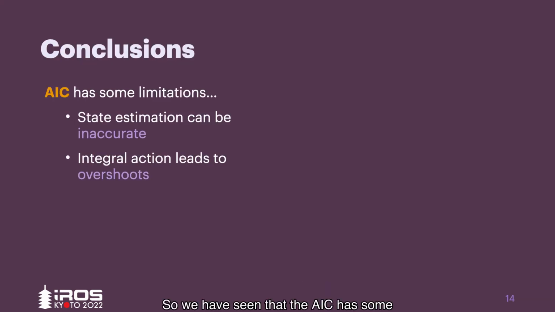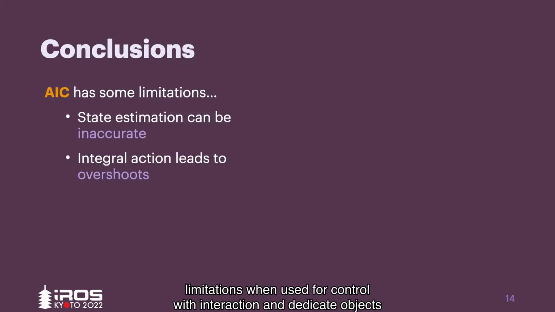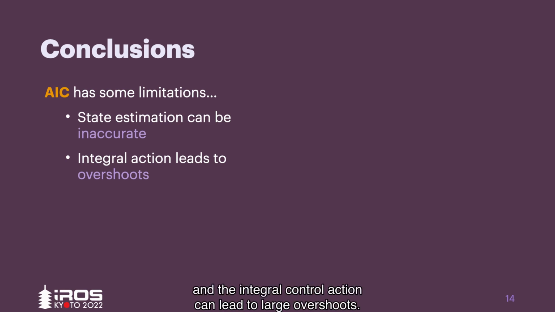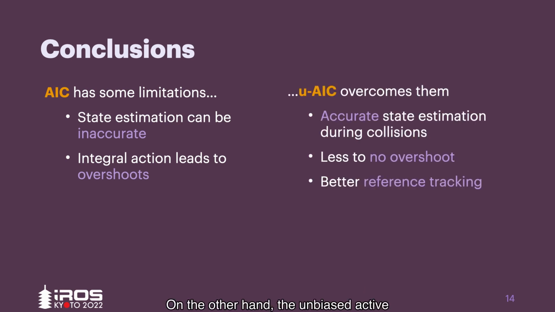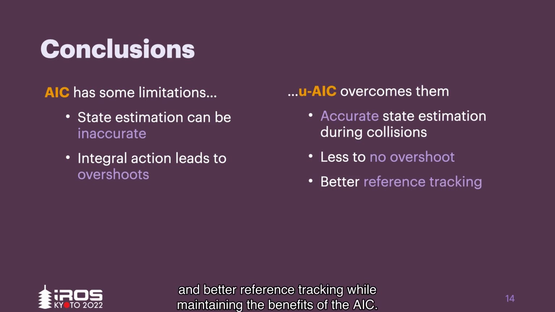So, we have seen that the AIC has some limitations when used for control with interaction and delicate objects in a retail scenario. These are mainly two. The state estimation can be inaccurate, and the integral control action can lead to large overshoots. On the other hand, the unbiased active inference presents accurate state estimation, less to no overshoot, and better reference tracking while maintaining the benefits of the AIC.